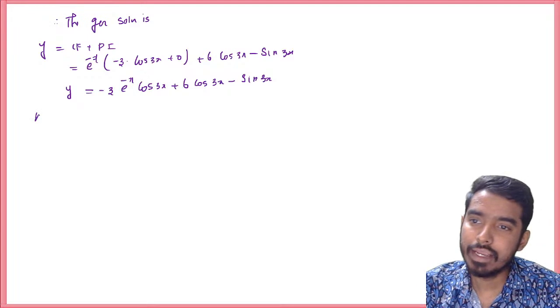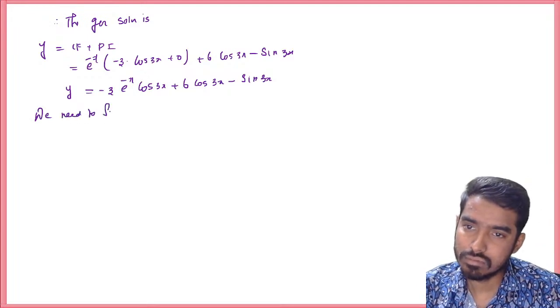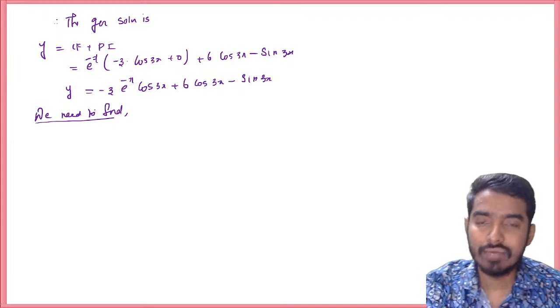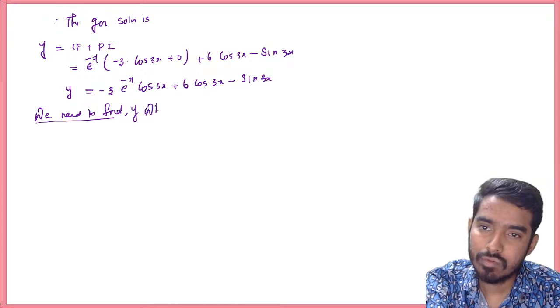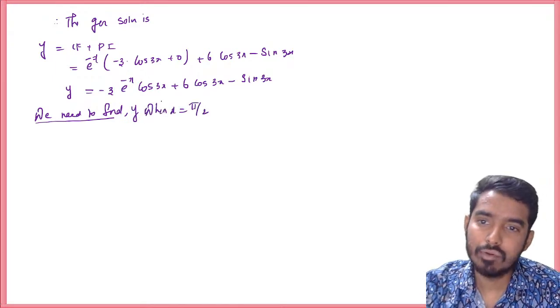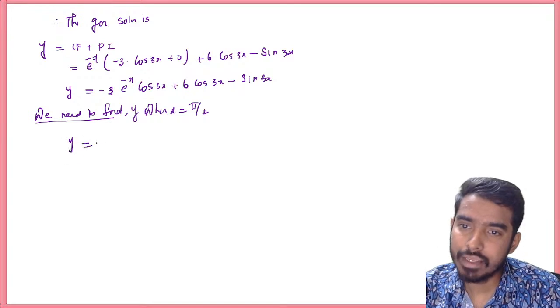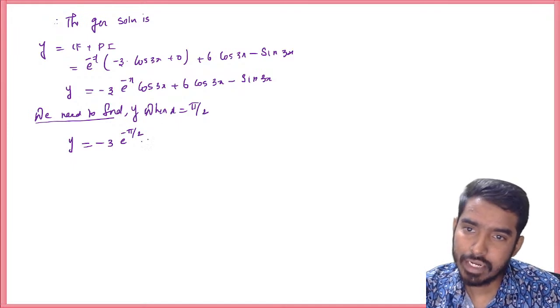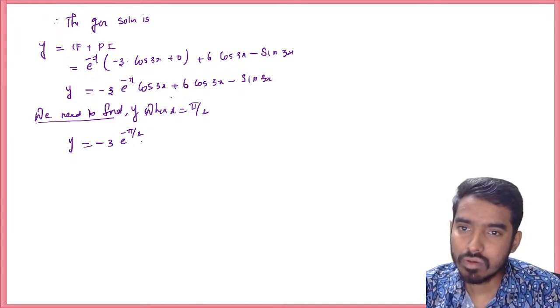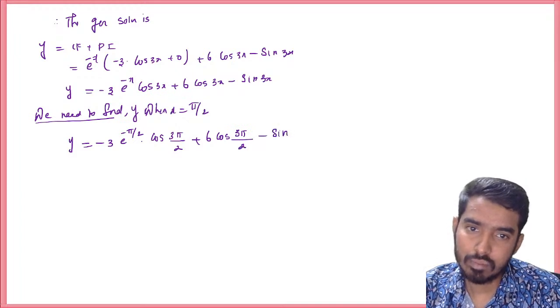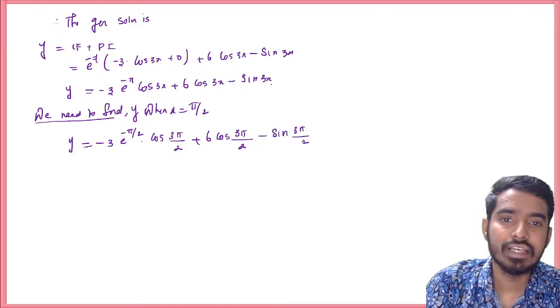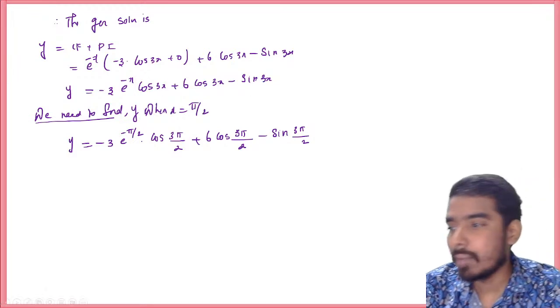We need to find what is the value of y when x is pi by 2. When x is pi by 2, what is the value of y? Minus 3 e power minus pi by 2, cos 3 pi by 2, 6 times cos 3 pi by 2 minus sine 3 pi by 2. I'm just putting x equal to pi by 2, right? Pi by 2, pi by 2, pi by 2.